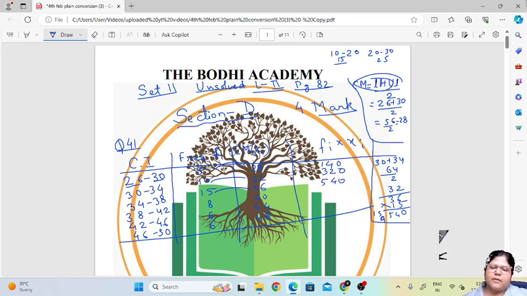Then 8 times 40. 8 fours are 32, and a 0, so 320. Then 6 times 44. 6 fours are 24, and another 6 fours are 24, so 264. Then 6 times 48. 8 sixes are 48, 6 fours are 24, 25, 26, 27, 28, so 288. Now if you see the last line also, they have already given this.